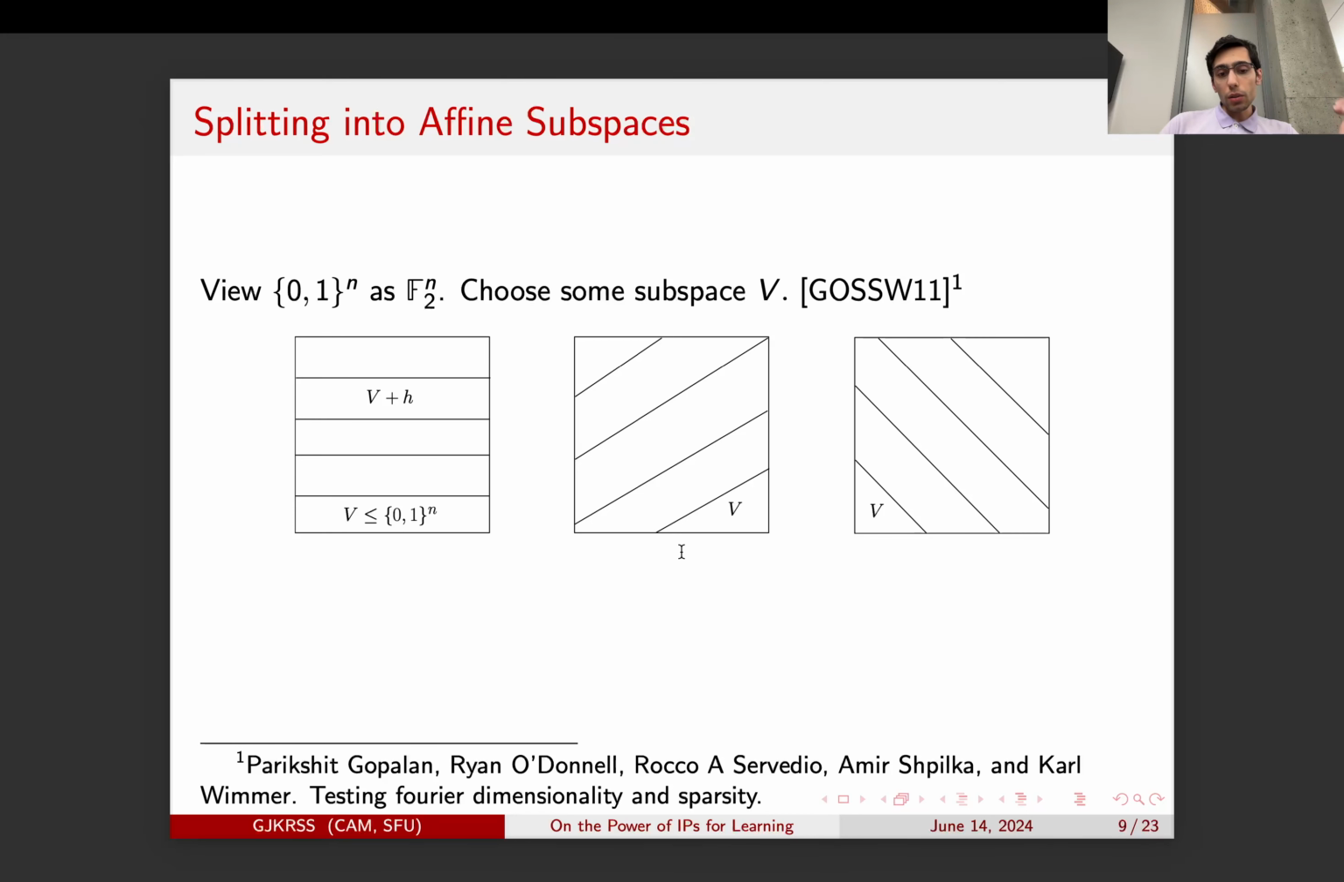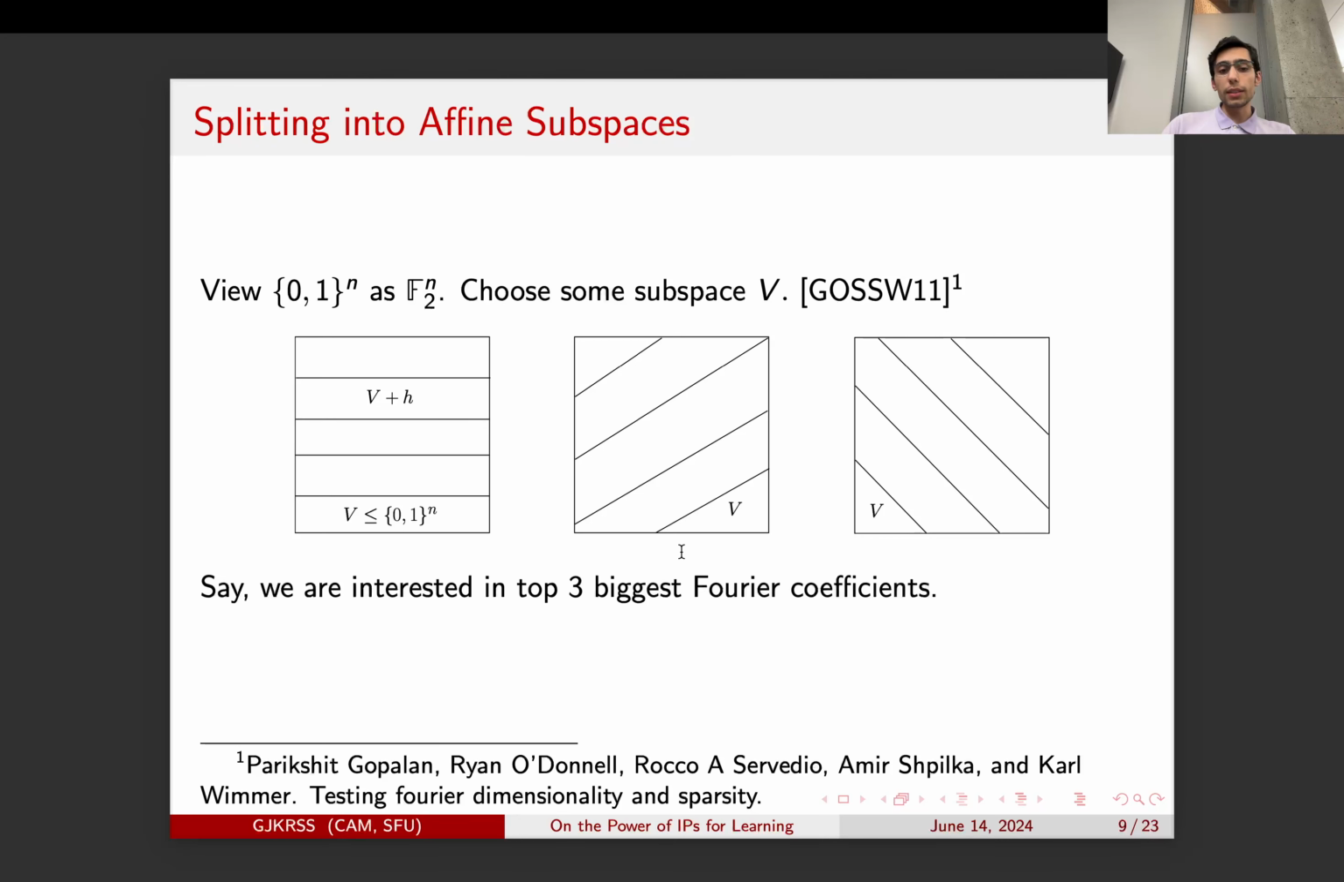This idea also appeared in this paper, and they make some useful observations about it as well. So let's view the set of all coefficients as a vector space F2 to the n. Then let's say we choose some subspace V. And naturally, this subspace will partition the domain into affine subspaces. V here is going to be a subspace, and all the rest is going to be the cosets of this subspace. So the picture will be different based on the way we choose V.